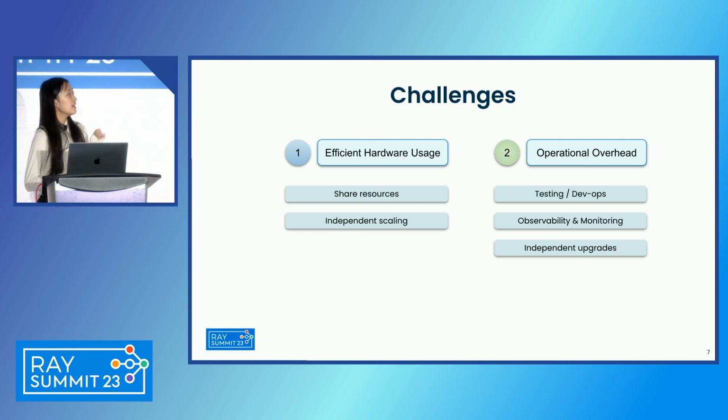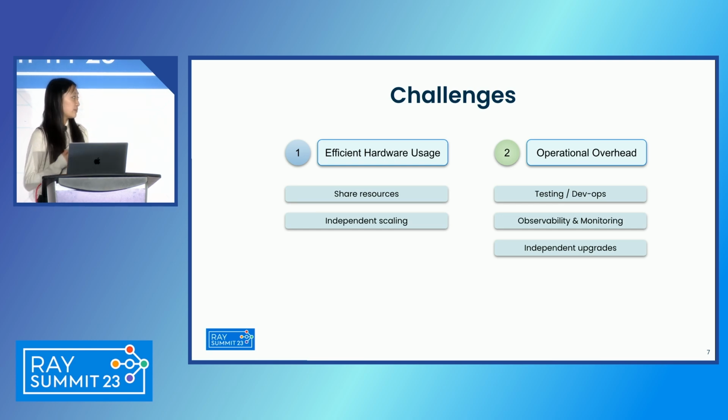The first one is efficient hardware usage, which really just means you have a certain amount of CPU compute and GPU compute. How do you use that as efficiently as possible, especially when you have a heterogeneous mix of models with different hardware resource requirements? Especially with the recent rise of LLMs, there's a huge GPU shortage right now, so every GPU counts. So it's especially important to be able to share your GPU resource compute between the models in your application.